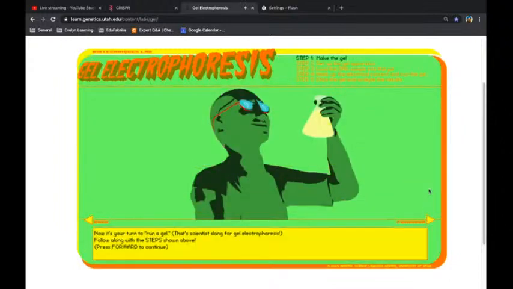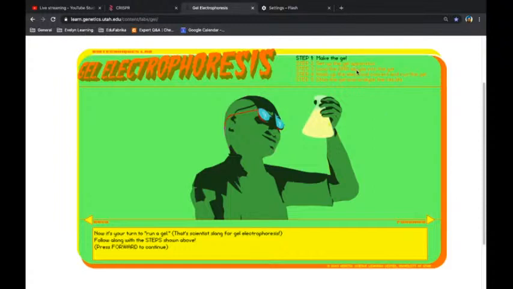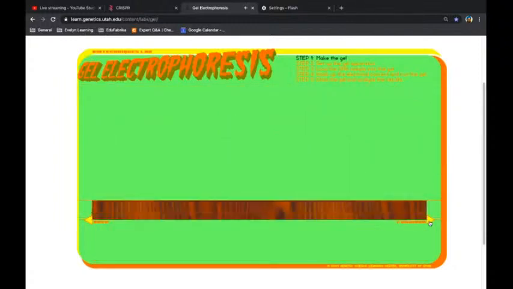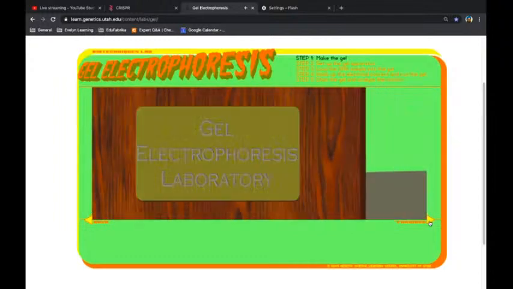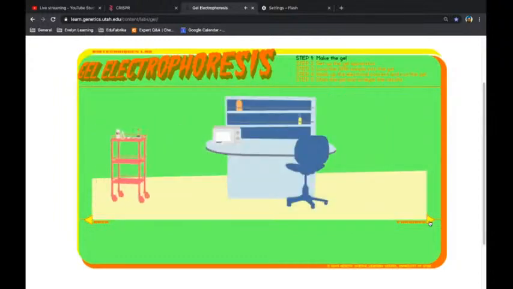So let's start in reality to run the gel with various steps of a gel electrophoresis. First step will be to make up the gel. Then second is to set up the gel apparatus. Then loading the DNA sample into the gel. Then hook up the electric current using that Bio-Rad machine. Then stain the gel and analyze the results. That's it. So let's start with the laboratory now.